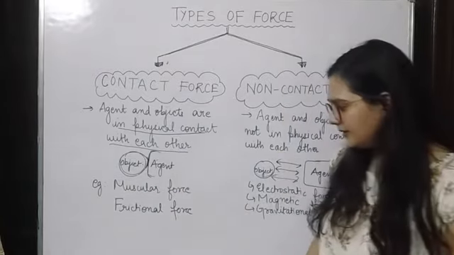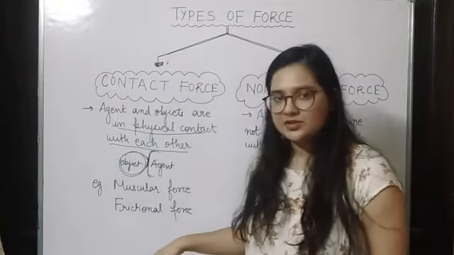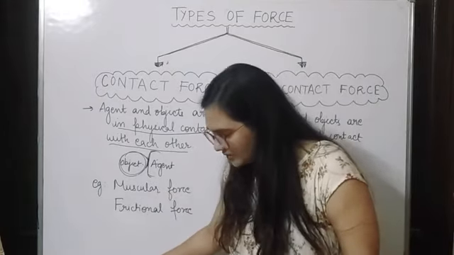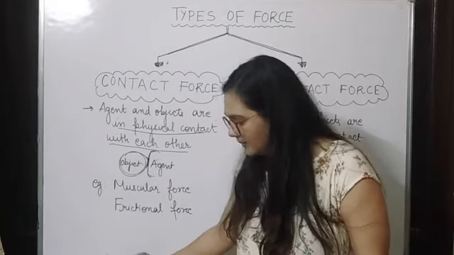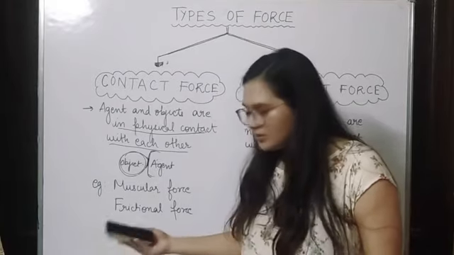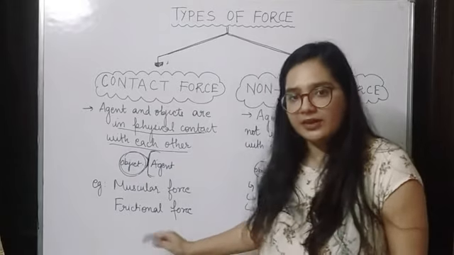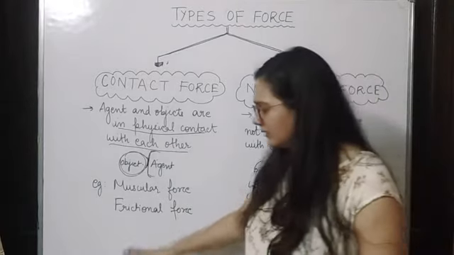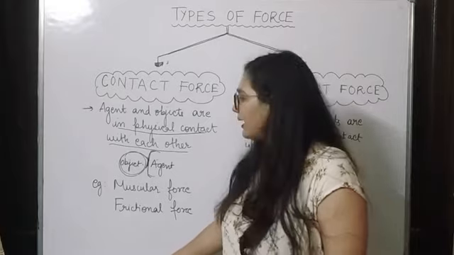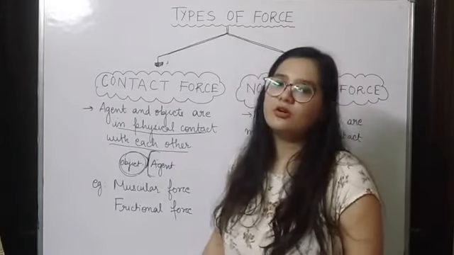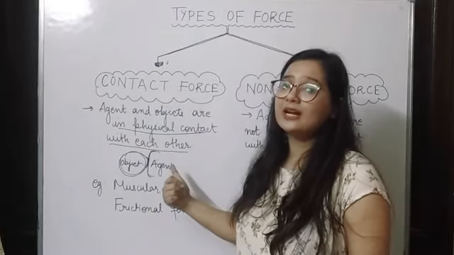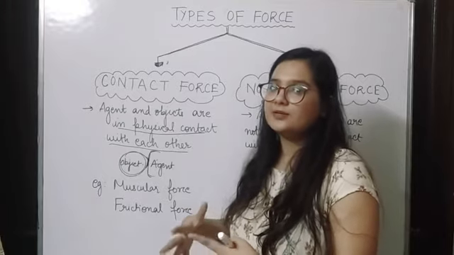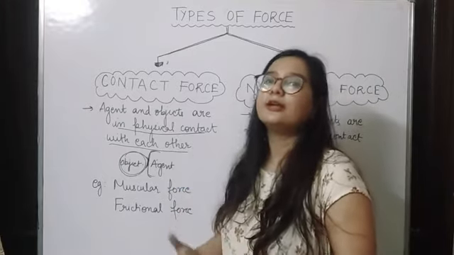For example, understand it like this. If I want to move this duster, right? How am I going to touch this duster? I have to touch this duster like this, then only I'll be able to see some action, right? Without touching, will the duster move up? It will not, right? So contact between my hand and the duster should be there. That is why muscular and frictional forces are your contact forces, because in this force, contact between the agent and the object is a must. It is mandatory for both the things to be in physical contact with each other.